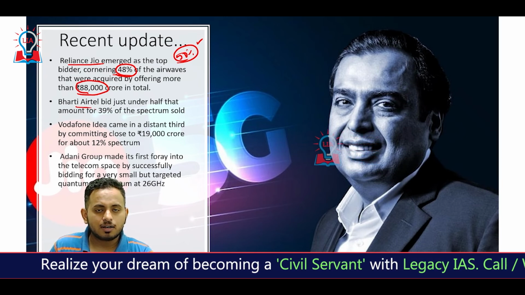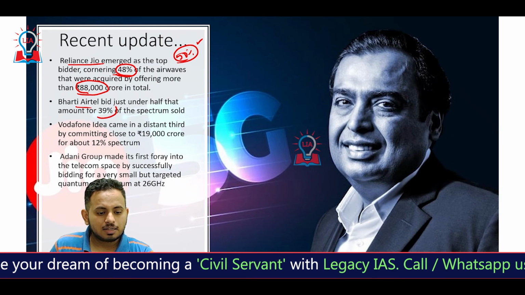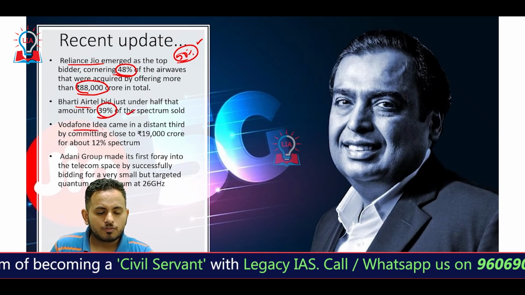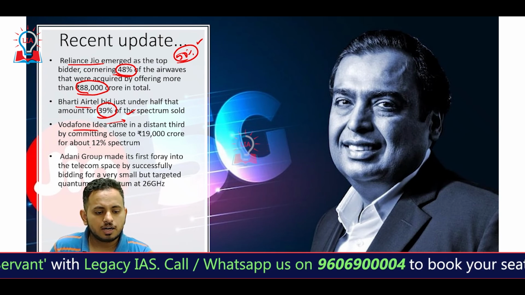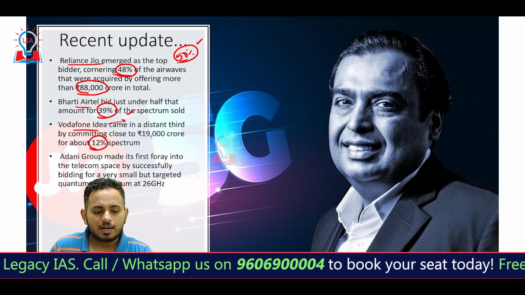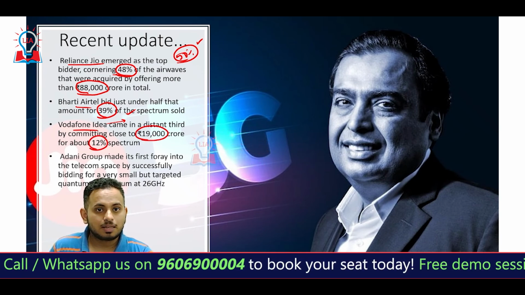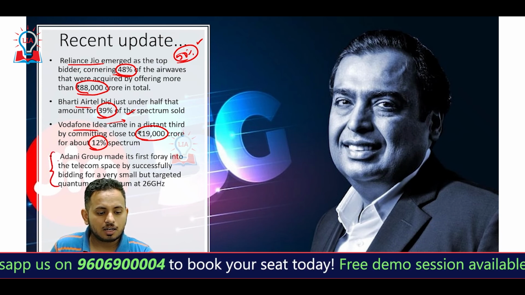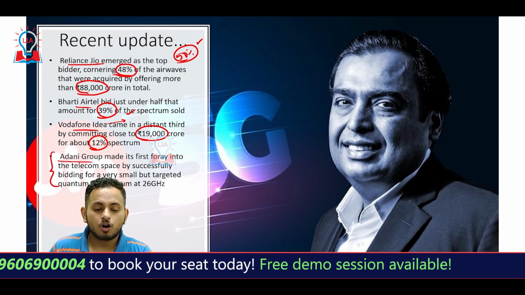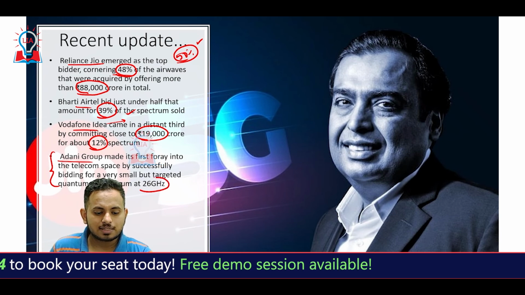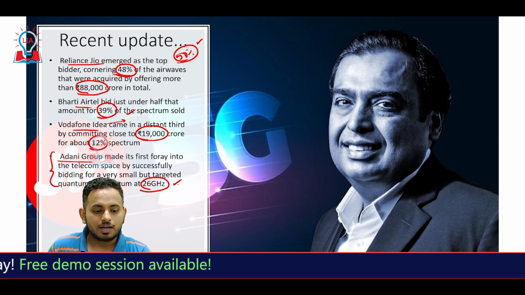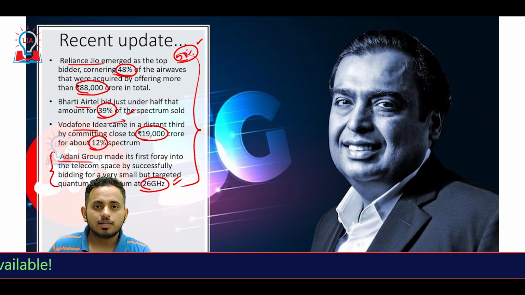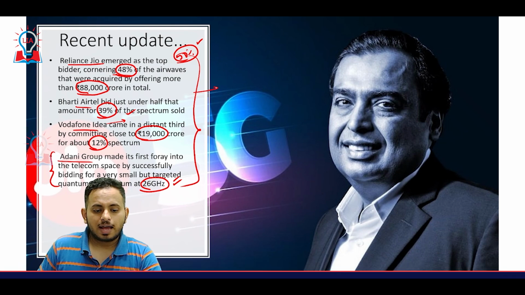So Bharti Airtel, second place, 39% of the spectrum. Vodafone Idea, because it is actually going through a financial crunch, 12% of the spectrum and invested 19,000 crores. But the last but not the least player, Adani Group, concentrated all its efforts in buying 26 gigahertz spectrum, and it was successful. Okay, it was very successful. So these are the 4 players, and this is how the spectrum auction actually went out.